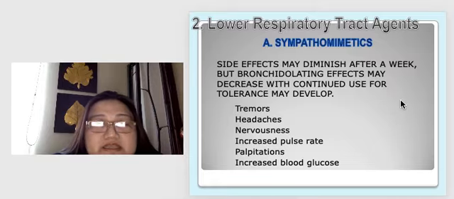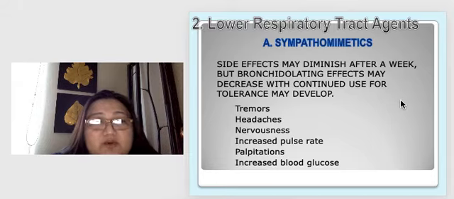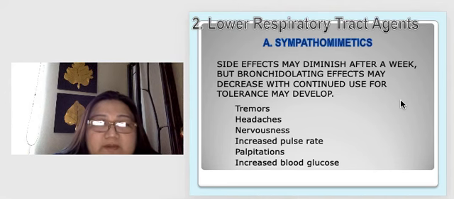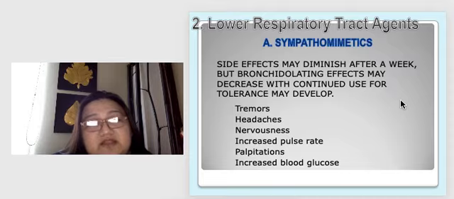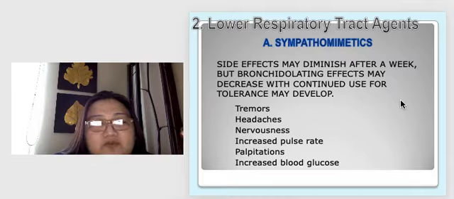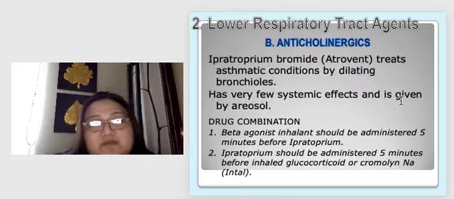If you can see, itong mga side effects na ito is similar to the activation of the sympathetic nervous system kasi nga sympathomimetic yung mga gamot na ito, which are tremors, headaches, nervousness, increased pulse rate, again, palpitations, and increased blood sugar. That's why you have to cautiously give it to people with diabetes and also heart problems.